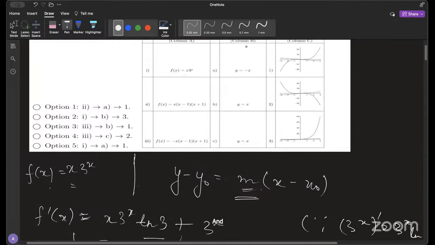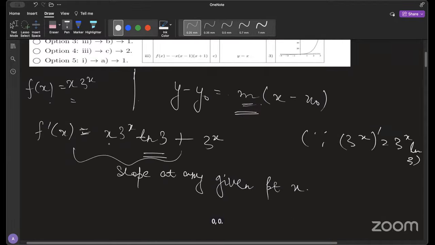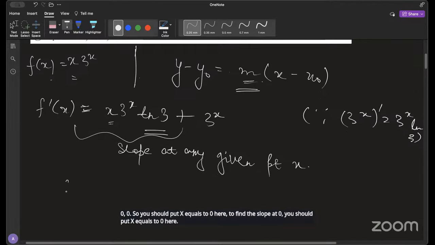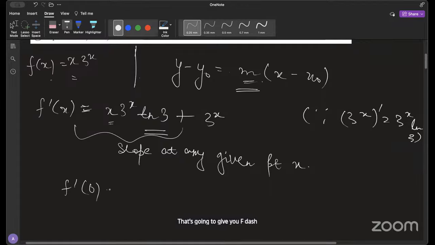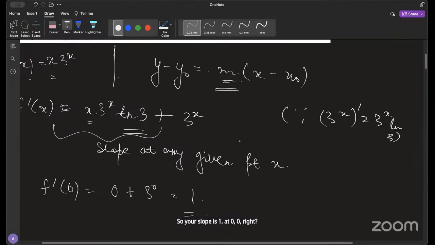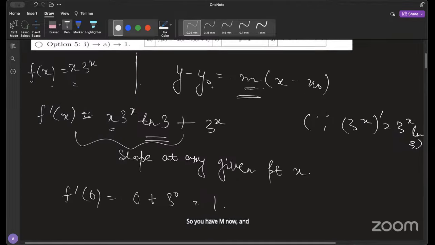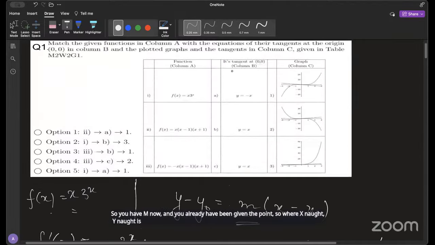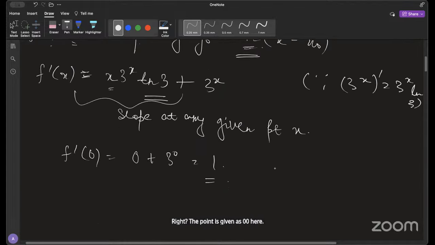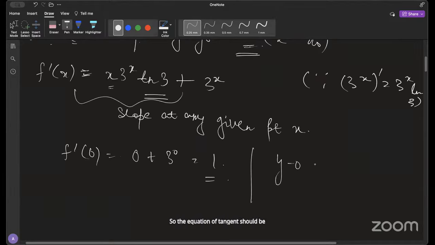And because you've been given the point 0, 0, you should put x equals 0 here to find the slope at 0, 0. That's going to give you f dash of 0 equals, so this is 0, and this will give you 3 to the power 0, so that's 1. So your slope is 1 at 0, 0, right? So you have m now, and you already have been given the point. So your x naught, y naught is 0, 0 here. So the equation of tangent should be y minus 0 equals the slope, which is 1, times x minus 0. So it's going to give you y equals x.